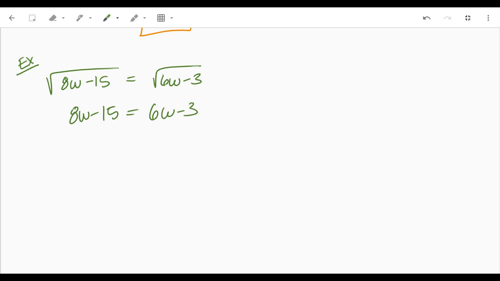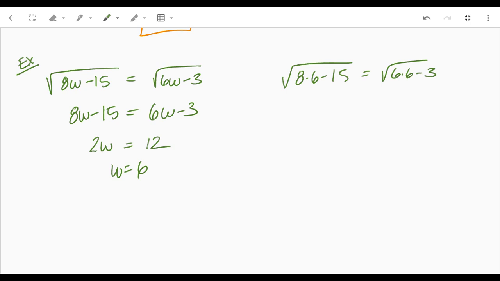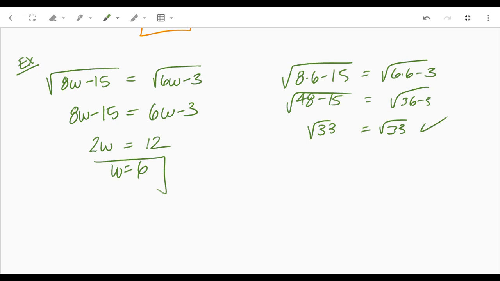Okay, so we've got the square root of 8w minus 15 equals square root of 6w minus 3. So square both sides, 8w minus 15 equals 6w minus 3. Subtract 6w from both sides and add 15. So w would be 6. Check your answer. And let's see, we'd have 48 minus 15 square root, so square root of 33. And that'd be 36 minus 3. So it works. All right, that's it.